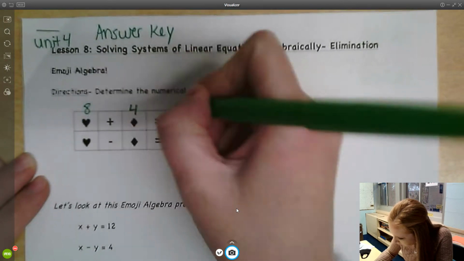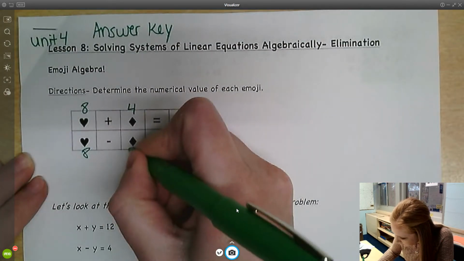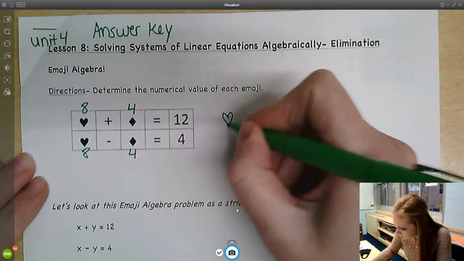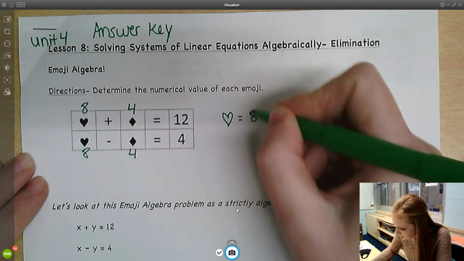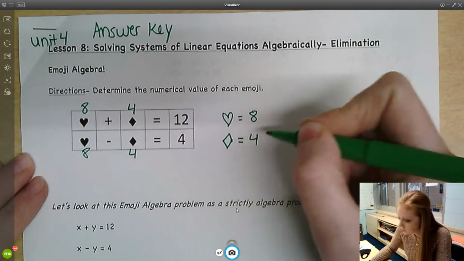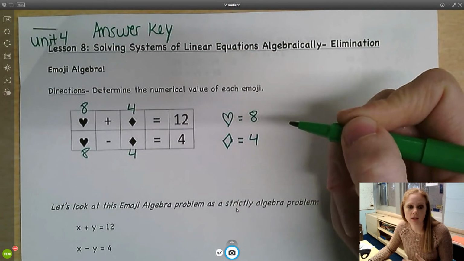8 plus 4 is 12, and 8 minus 4 is 4. So our heart must be 8, and our diamond must be 4. So if you play around with all the different numbers, that's the solution that ends up working.